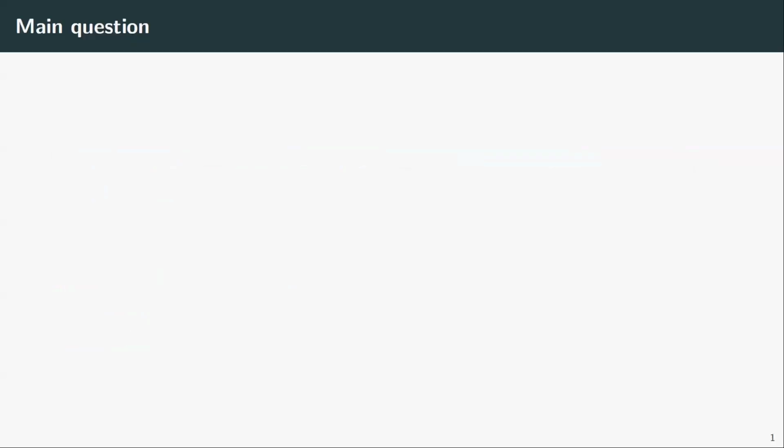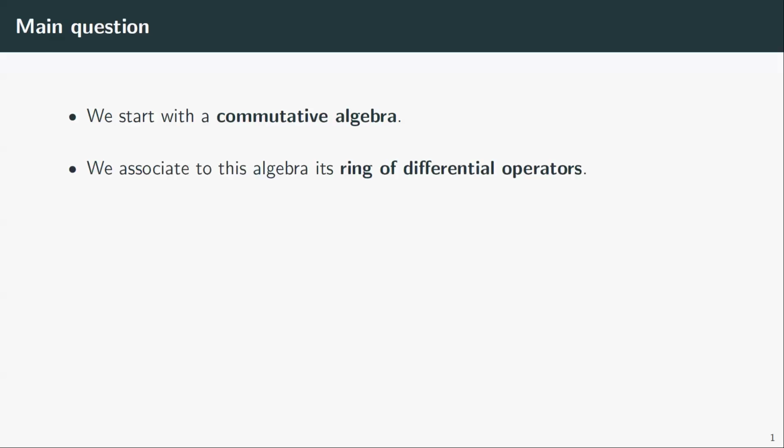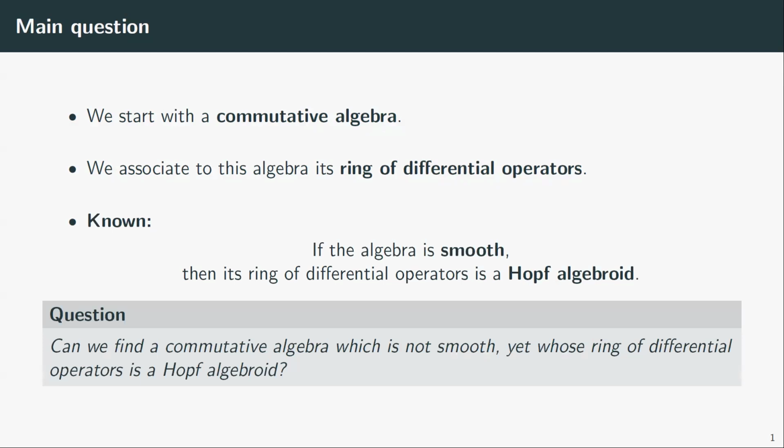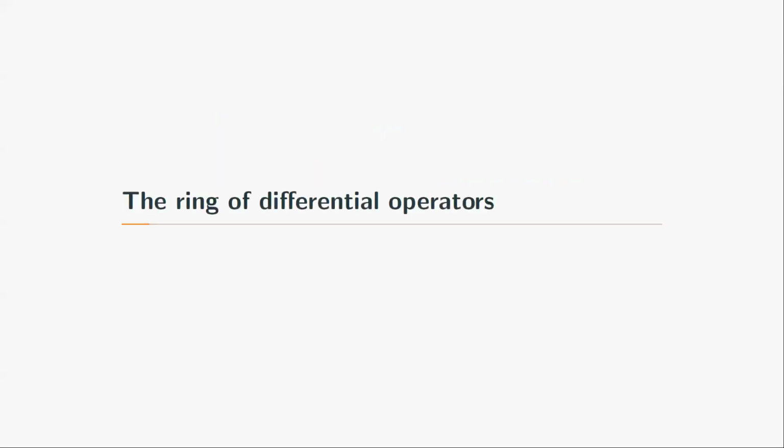So we start with a commutative algebra A, and we associate to it its ring of differential operators. Then it is known that when the algebra is smooth, its ring of differential operators is a Hopf algebroid. So the question is, can we find algebras which are not smooth, yet whose ring of differential operators is still a Hopf algebroid?